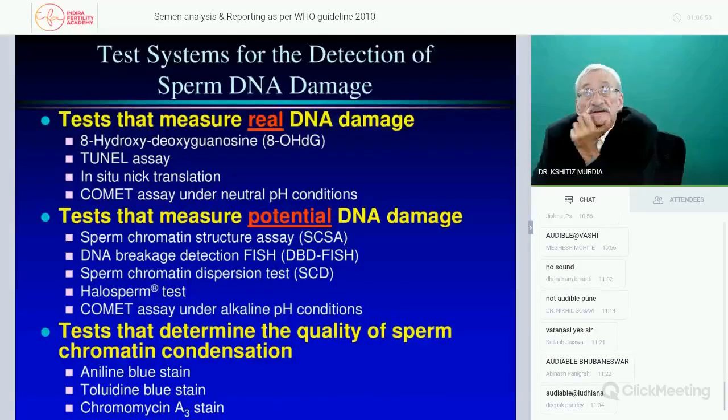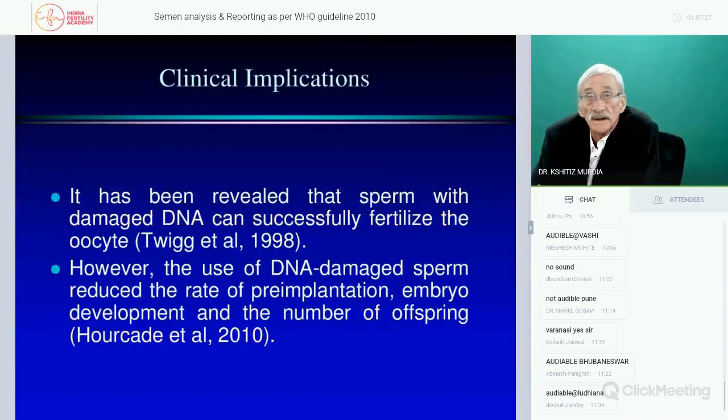So now, what tests are we using? There's a big variety of DNA tests. The TUNEL, the comet, the in situ nick translation, the SCSA test. You get the FISH type of test, Halosperm, comet assays. And then the stains can be aniline blue, toluidine blue, chromomycin A3. So which of these tests can be used to determine that?